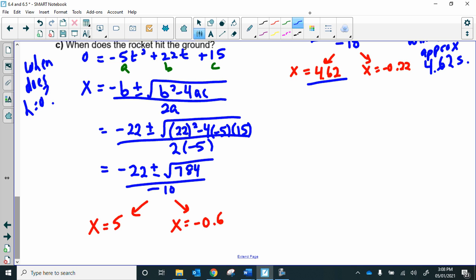So again, just think which one actually makes sense. Is it going to take negative 0.6 seconds for the rocket to hit the ground? No. If we graphed it out, that would be one of the x-intercepts. But when you look at the word problem and you read the question, that one just doesn't make sense. So therefore, it will hit the ground at 5 seconds.